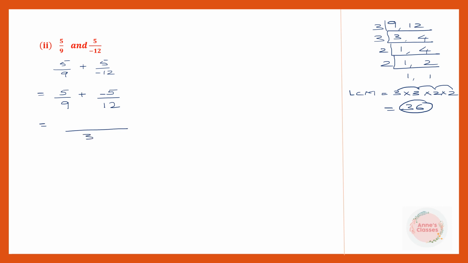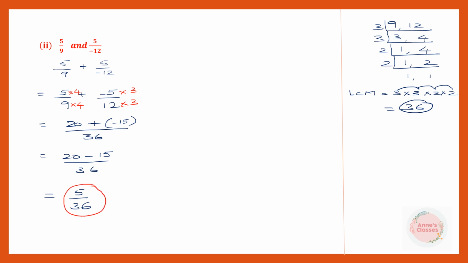So this is 36. Then we can use any method to find the numerators. Now here 9 fours are 36, so 5 fours are 20 plus, now here we have minus 5 by 12. Look at the denominator. Denominator is 12. 12 threes are 36. So multiply this also by 3. Minus 5 into 3 is minus 15. So this becomes 20 minus 15 by 36. So 20 minus 15 is 5. 5 by 36. So what did we do? We added this in the same order as it's given in the question and we got 5 by 36.